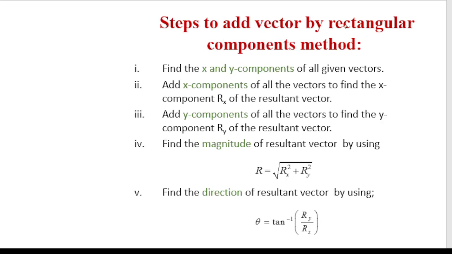Steps to add vectors by rectangular components method. Find the x and y components of all vectors. Add x components of all the vectors to find the x component Rx of the resultant vector. Same as, add y components of all the vectors to find the y component Ry of the resultant vector.